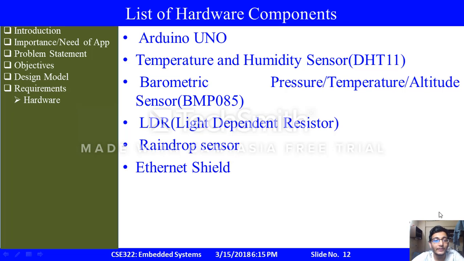As my friend told you about the hardware components, we are using Arduino UNO, DHT11, BMP085 and LDR, that is light dependent resistor, and also the raindrop sensor.